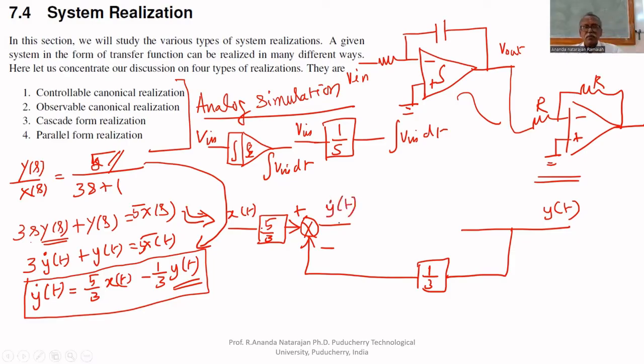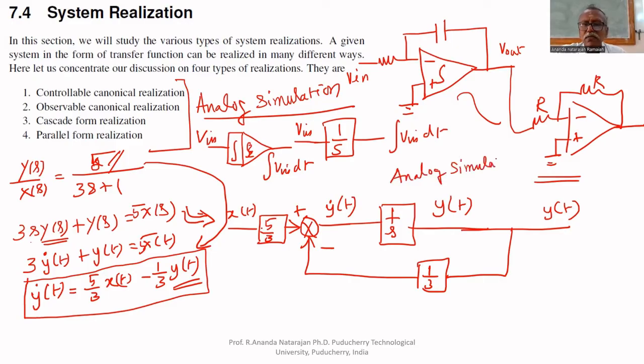y dot of t is available. If you integrate this, what will you get? If you integrate y dot of t, you will get y of t. So this is the analog way of simulation. Analog simulation of any transfer function. Any transfer function can be converted into this circuit, an electrical model.